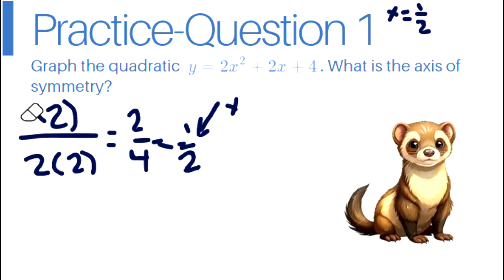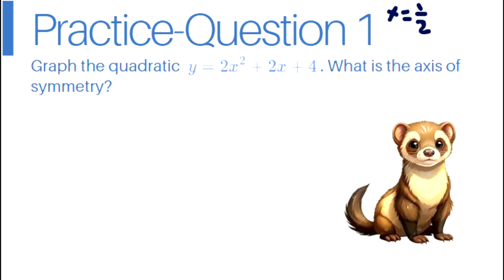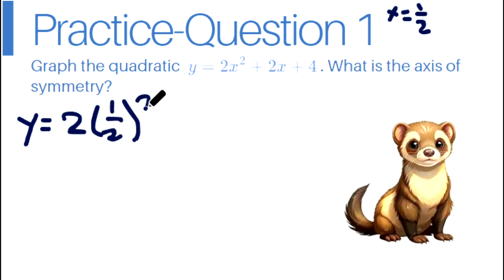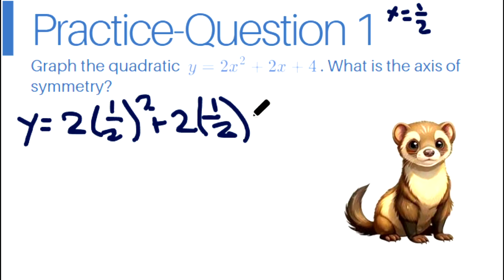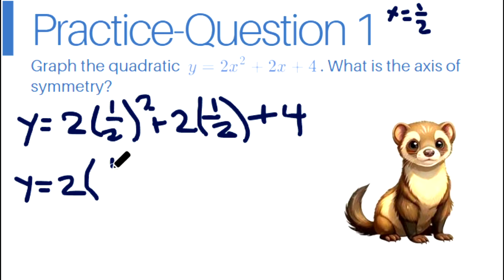I'm going to erase this now because we're going to run out of room. Now we need to figure out the value for y. So we have y equals 2 times 1/2 squared plus 2 times 1/2 plus 4. 2 times 1/2 squared, I'm going to have to get a calculator for that. Let's be real, I'm not a math brain. It is 1/4. I was actually right, but I didn't trust myself.